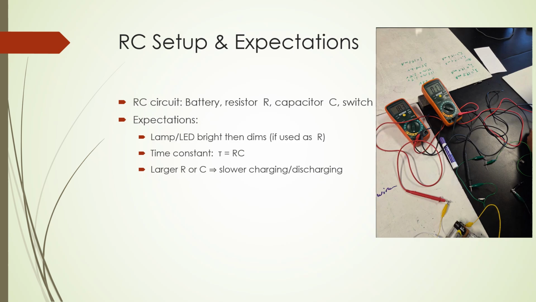So for the capacitor part of the experiment, setup and expectations: we use battery, resistor, capacitor, and switch. Expectations is the lamp is bright and then dims, and for finding the time constant, it's tau equals R times C, and then larger R or C means slower charging and discharging.